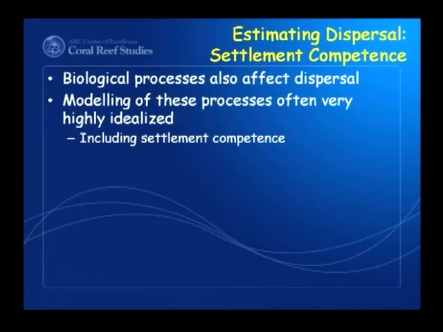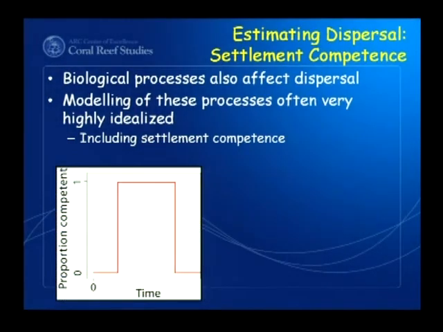Okay, so I'm going to move on to the biology now. Of course, biological processes also affect dispersal, behavior, survival, all that kind of stuff. And the modeling of these processes in dispersal or connectivity models is often very highly idealized. And one of the things that's very highly idealized is settlement competence, the capacity for a larva to successfully establish in an adult habitat. A typical assumption is shown here.